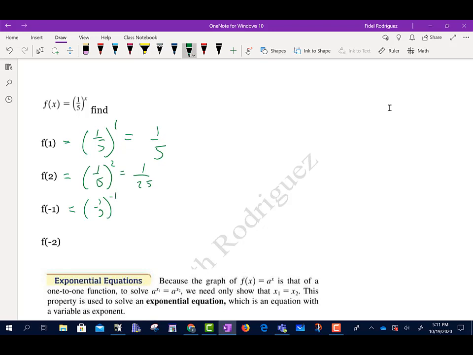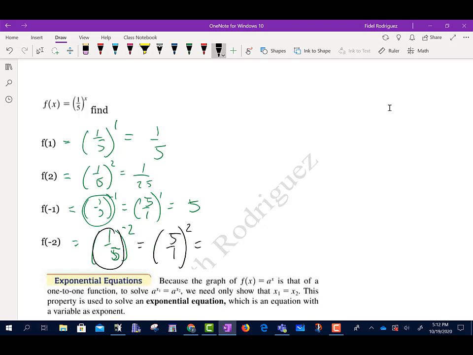1/5 to the power of negative 1. Remember, I'm going to take the reciprocal of this: 5 over 1 to the power of positive 1, which is just 5. And then 1/5 to the power negative 2. I'm going to take the reciprocal of this piece, which is 5 over 1, and square it. It would just be 25, right?